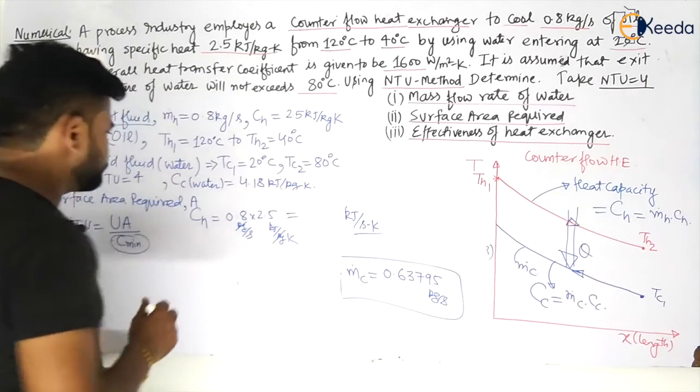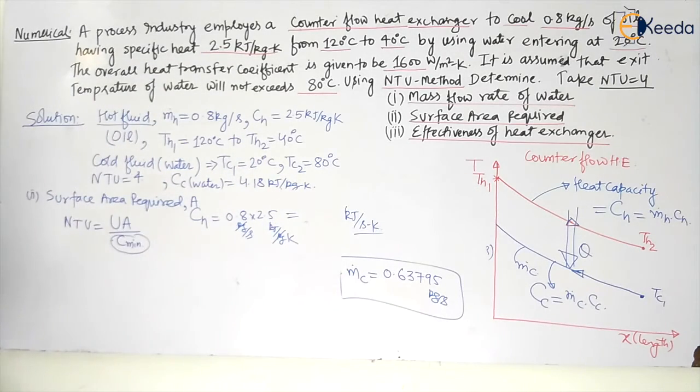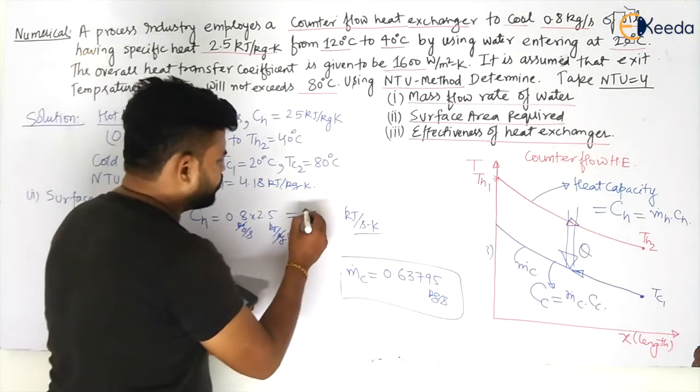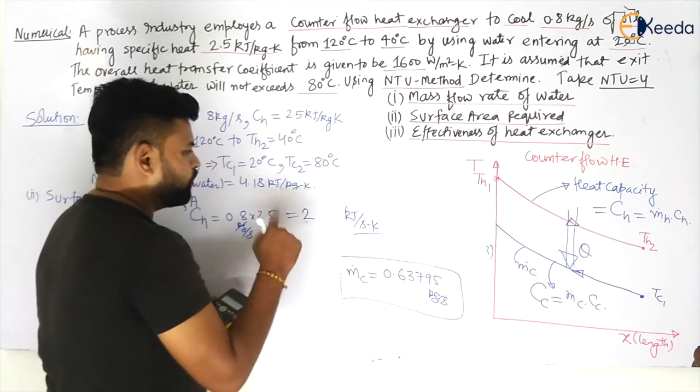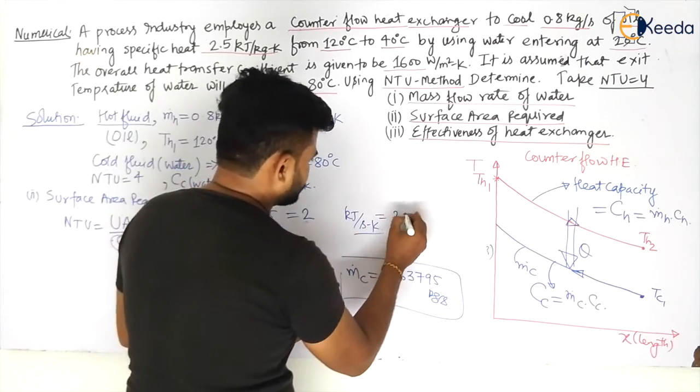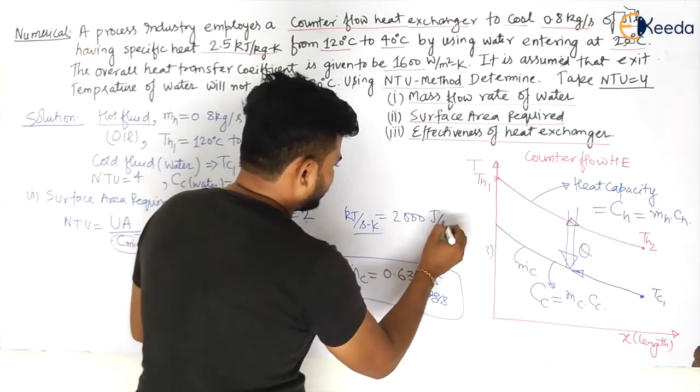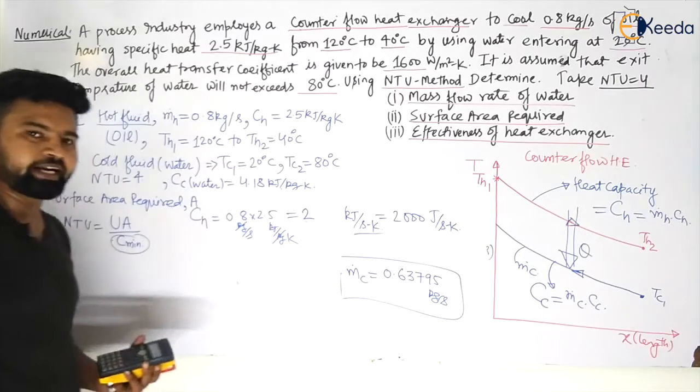Okay, now this will be 0.8 multiplied by 2.5. So this will be equal to your 2 kilojoule per second Kelvin. Or we can directly write like 2000 joule per second Kelvin, my dear students.